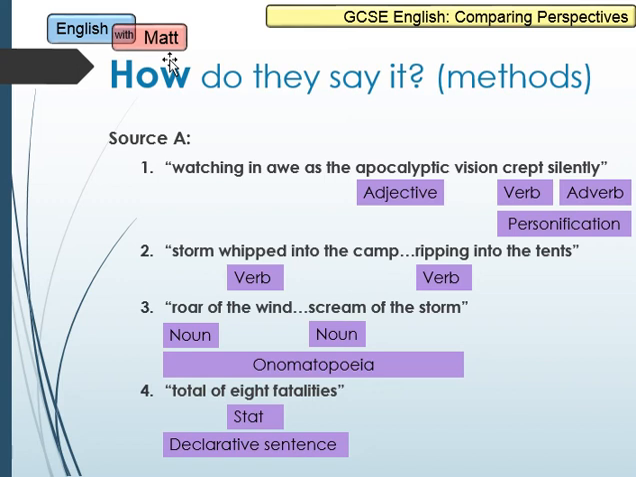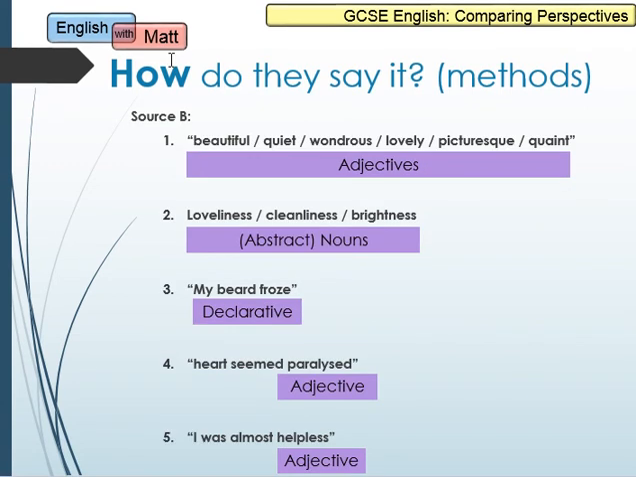So in order to get up to 16 marks, we need to be able to tie in some of these purple words as well. Similarly for source B, same thing. A whole bunch of adjectives here that the writer uses, as well as 3 nouns, or to push it even further, you might say abstract nouns, because they're things that we cannot touch. They're more concepts, I suppose. We've got a couple of adjectives, paralysed, helpless, and a declarative, my beard froze, as well. So again, we need to be able to tie these purple words in order to be able to get the higher marks.